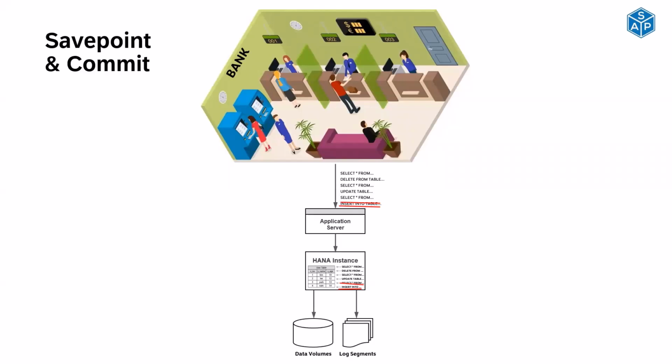All the transactions the users are doing, maybe on the ATM machine or maybe on the teller counter, whatever it is, the transactions are getting hit on your application server. The application server is passing the SQL queries to your HANA database. The HANA database is executing those queries in its memory, not in the database, in its memory. Am I clear till now? Yes. Now what happens after?